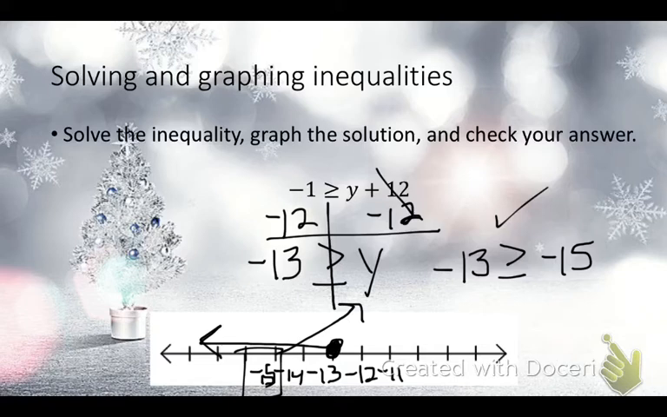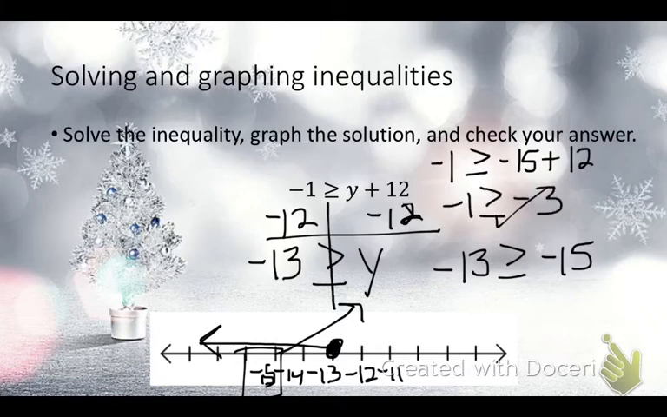I can also check by plugging into my original inequality. -1 is greater than or equal to -15 plus 12. -15 plus 12 is -3, and -1 is greater than or equal to -3. So I've got two ways where I can check myself here.